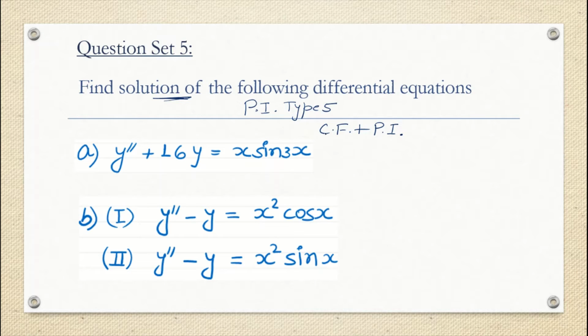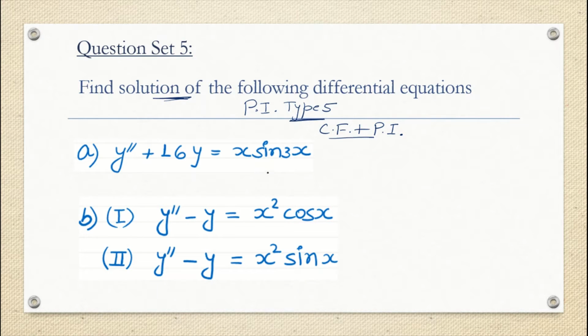In type 1, we discussed in much detail why we have to find CF and PI, and how we understand that the solution is nothing but CF plus PI. Today we are just focusing on type 5, that is, how we will recognize that the solution of this differential equation will come under type 5 of PI.